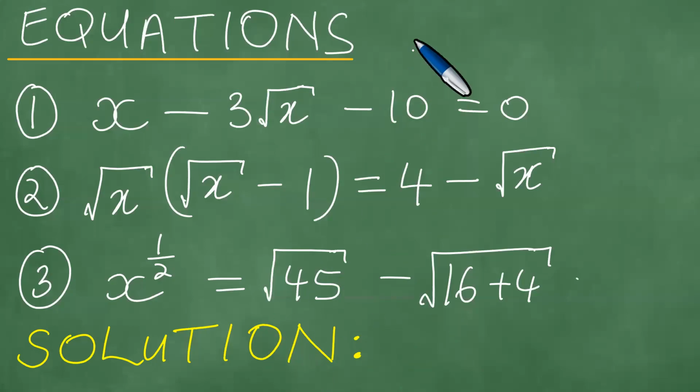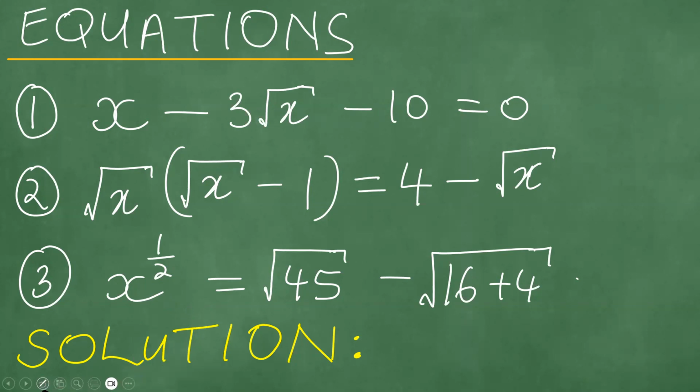Right, we are here and we are looking at equations. Now, the first equation is of the quadratic type, but it involves a radical. The second one also is an equation involving radicals, and the third one also involves x to the power 1/2, which is of the radical type, the equation itself. Okay, so let's get started now with solving these problems.